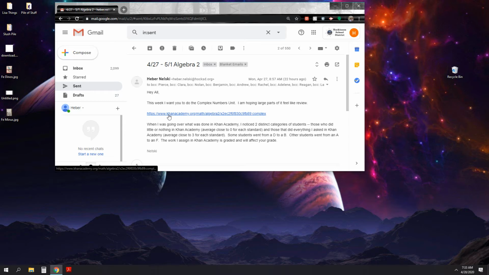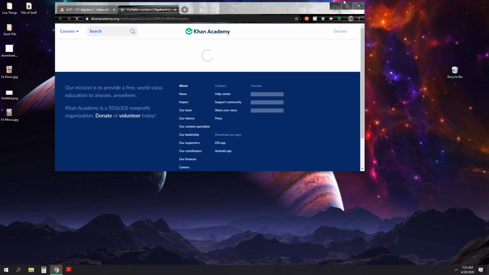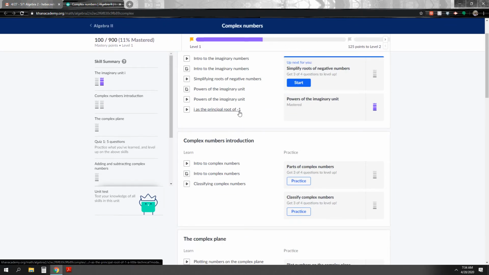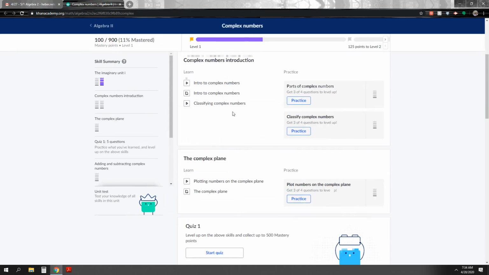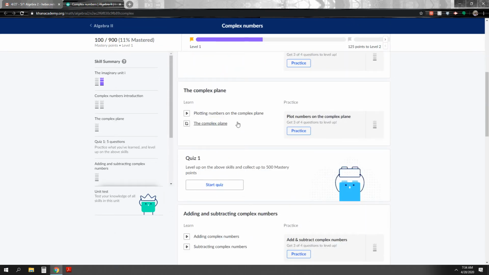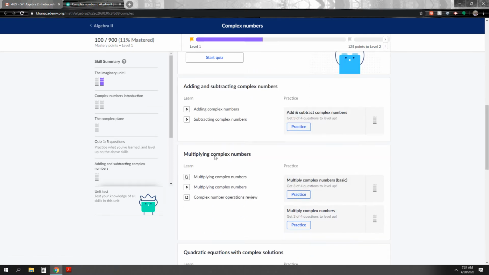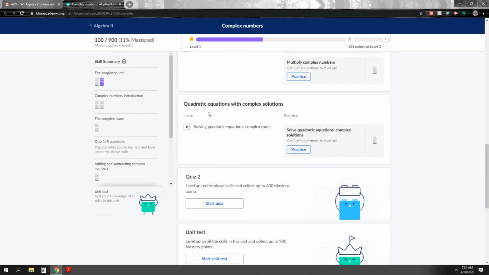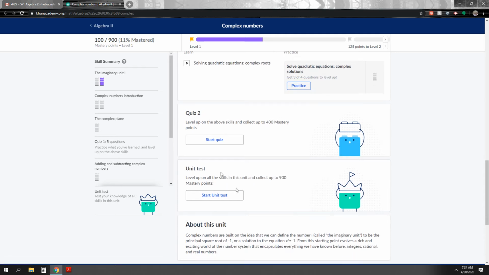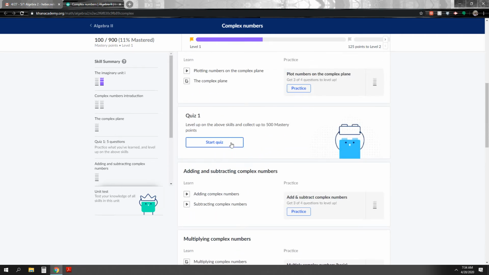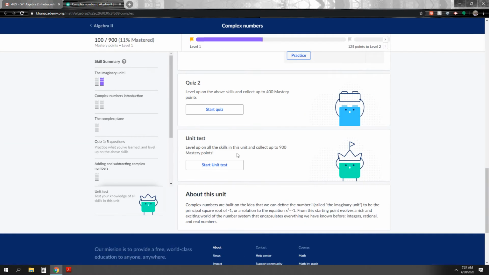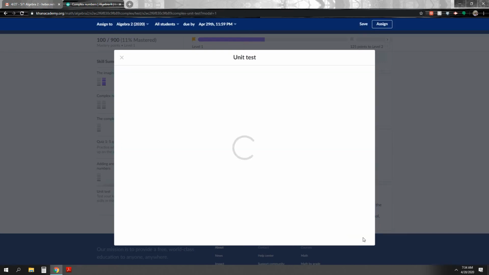Let's go ahead. I'm going to show you the complex numbers unit. This is the link I sent you guys. Let's click on that. Okay, so it looks like this imaginary unit i, complex numbers introduction, the complex plane, adding and subtracting complex numbers, multiplying complex numbers. They're not even going to make you divide. Quadratic equations with complex solutions, and then the unit test. There are also 2 quizzes along the way that you can take to see where you're at. Doesn't look like there's too much. I'm just going to hit up the unit test so we can see all the questions that we're going to be seeing.